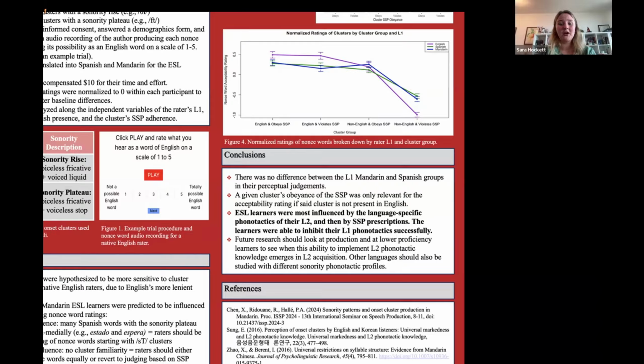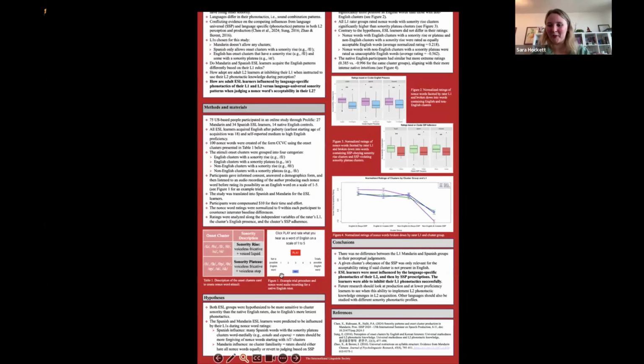This is really interesting work. Future work should look at, there's a lot of different ways to take this. This is a perception study. I would love to look at production and how production differs between these cluster types, and also how lower proficiency learners would interact, and also other languages are going to change the results, obviously. But yeah, that's a very short version of a long project.